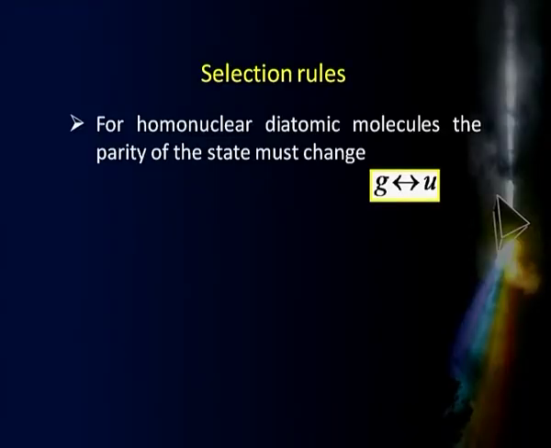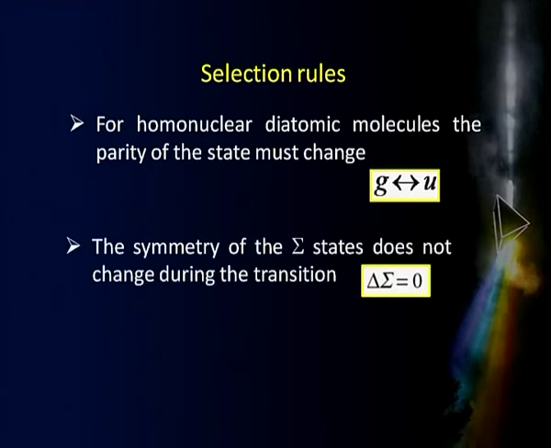There is yet another selection rule. When I am talking about homonuclear diatomic molecules, the parity of the state must change. That means if I want to make a transition, it could be either from g to u or u to g. You can't have a transition from g to g or u to u. So, that is the meaning of the parity changing over there.